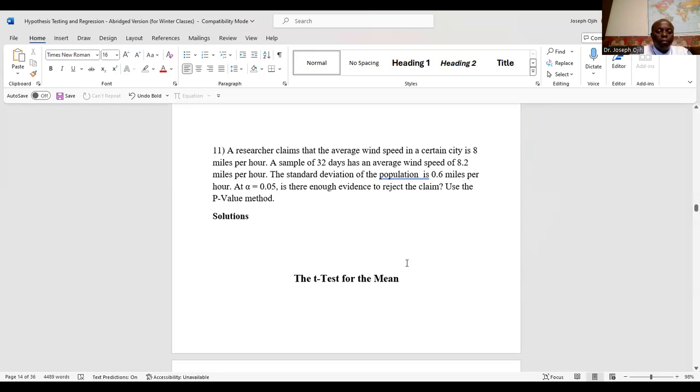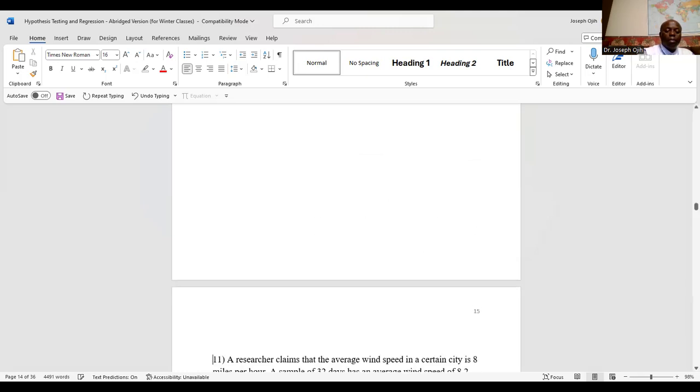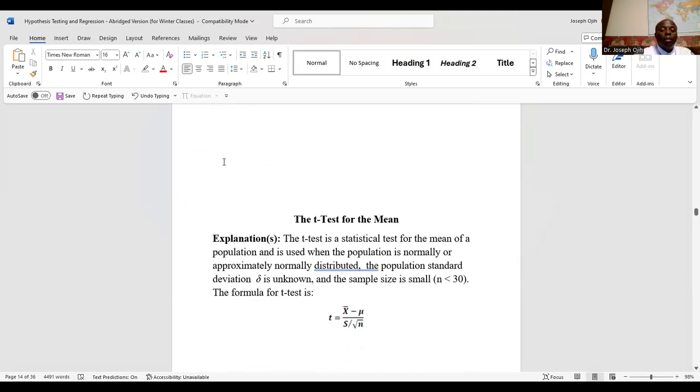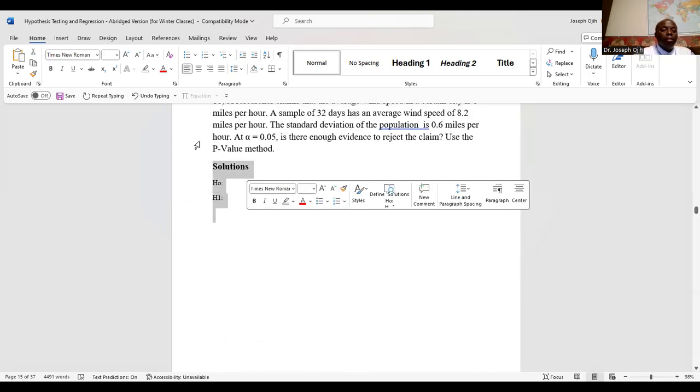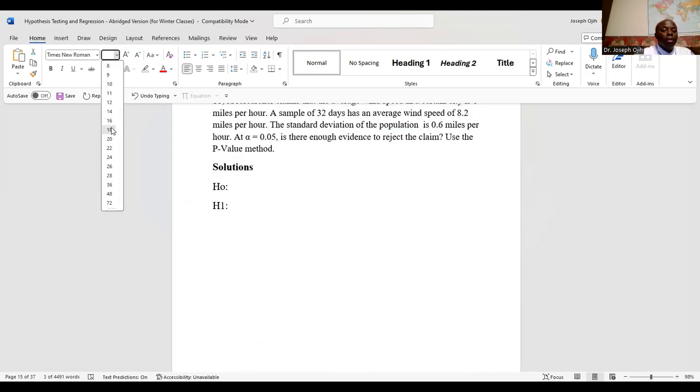So again, we state the hypothesis and identify our claims. Let's write our H0, then H1. Okay. Let me move this down so we have enough room. H0 and H1. Okay, I'm going to make this 18.